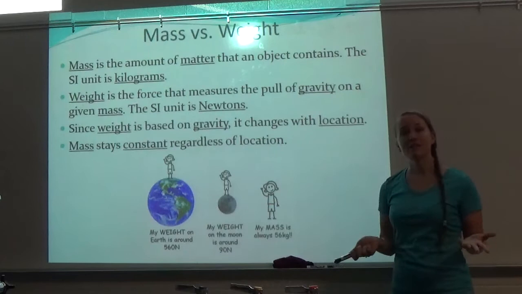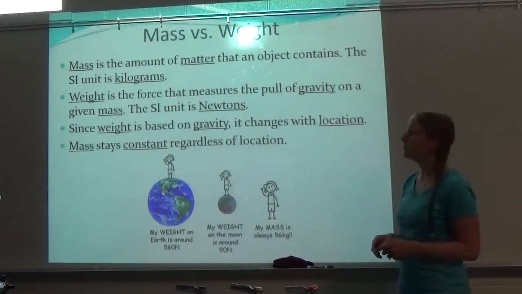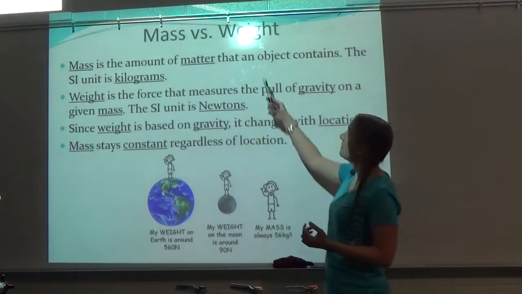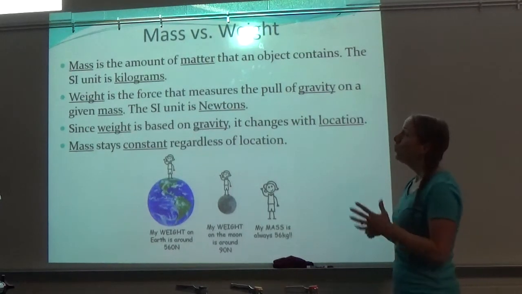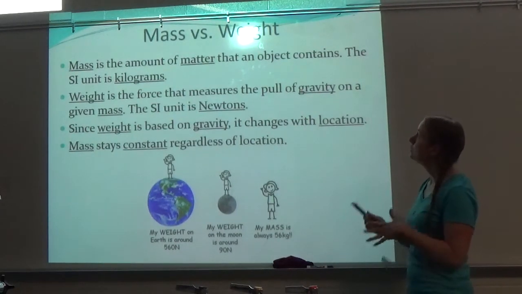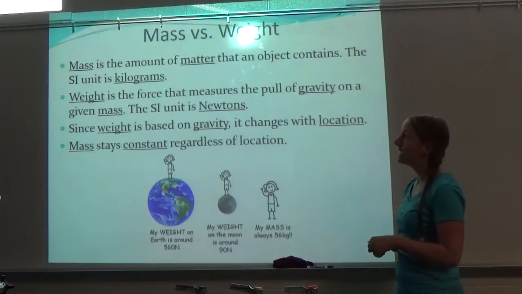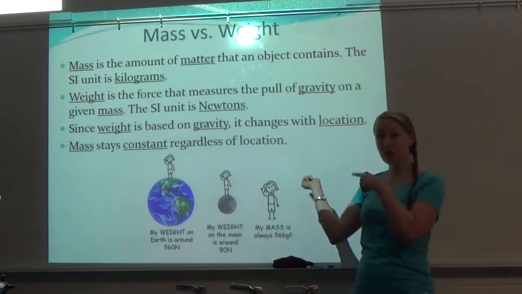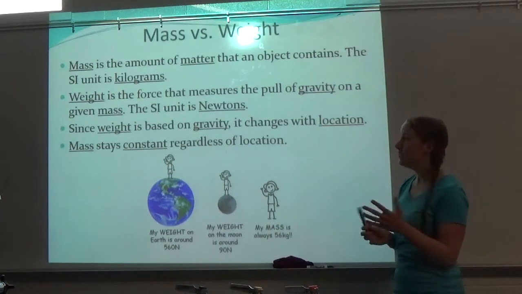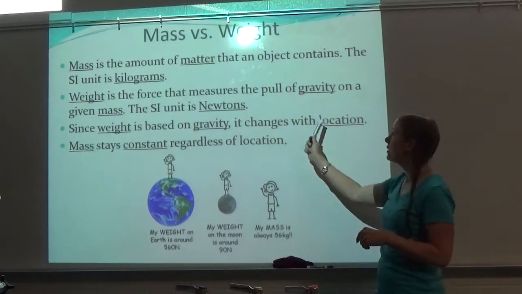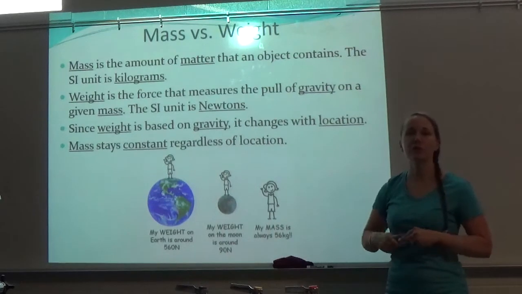So let's talk about the difference in mass and weight, because a lot of people use them interchangeably. So mass is the amount of matter an object contains. The SI unit is kilograms. Weight is the force that measures the pull of gravity on a given mass, and the SI unit is newtons. So we just saw newtons on that derived unit. So what's the difference in the two? Well, since weight is based on gravity, it changes with location.